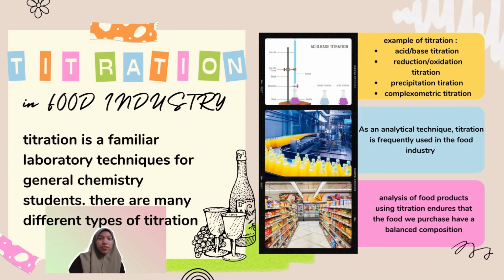Titration in food industry have similar laboratory techniques for general chemistry students. There are many types of titration such as acid-base titration, reduction oxidation titrations, precipitation titrations, and also complexometric titrations. Titration is frequently used in a food industry to ensure that the food products have a correct amount of vitamins or other essential compounds. Analysis of food products using titration ensures that the food we purchase have a balanced composition.